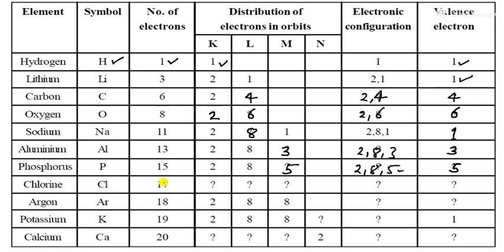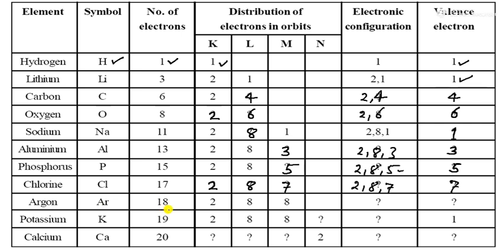Now chlorine. Chlorine is 17. So the first orbit is occupied by 2 electrons, and the second orbit is occupied by 8 electrons. So it is 10, so there are 7. So you can write here 2 8 and 7. So 7 electrons in the outermost shell. So the valence electron is 7.